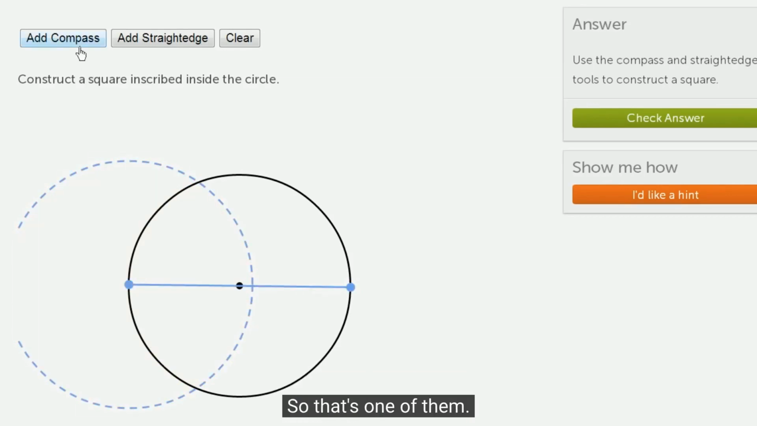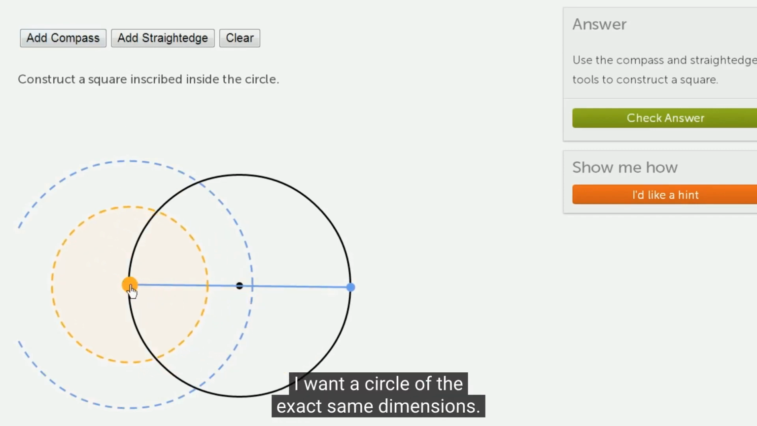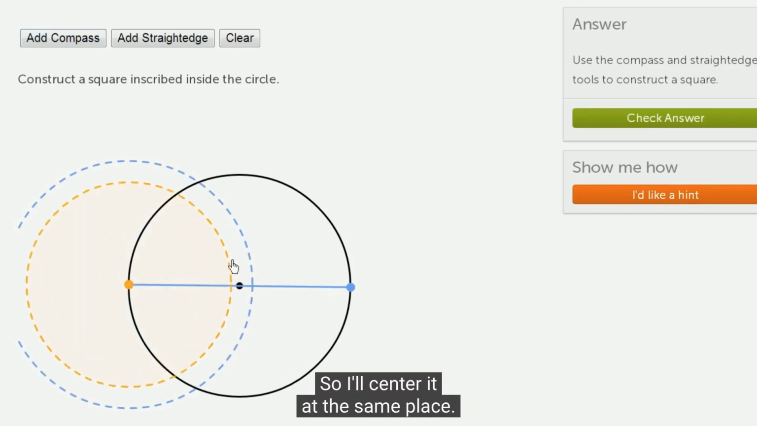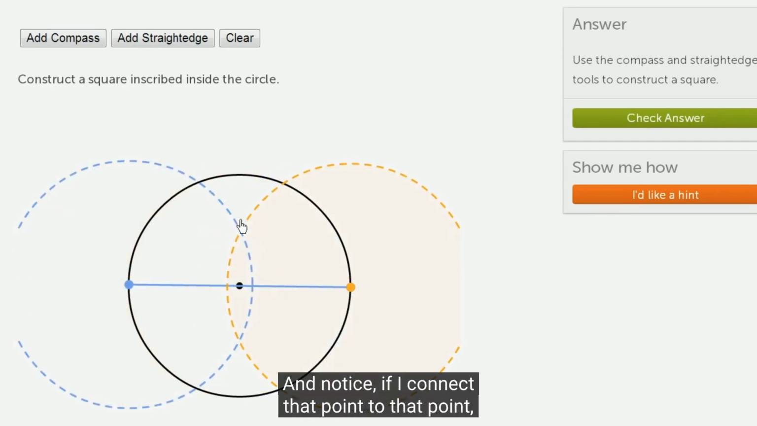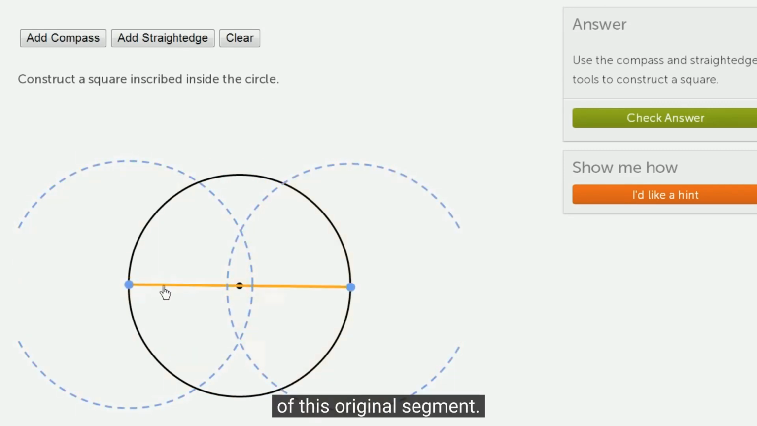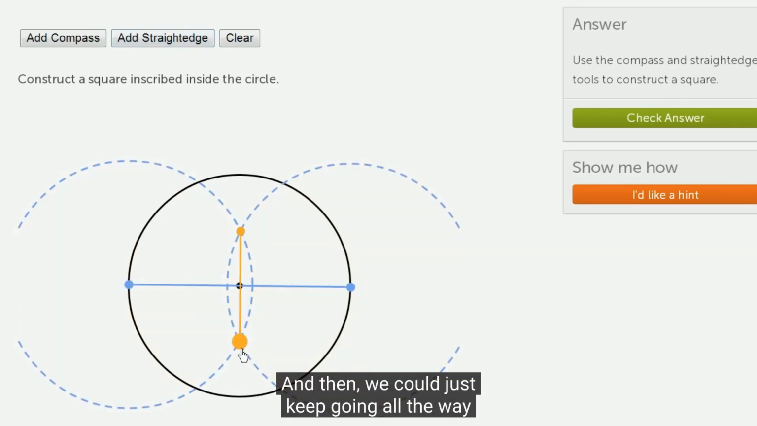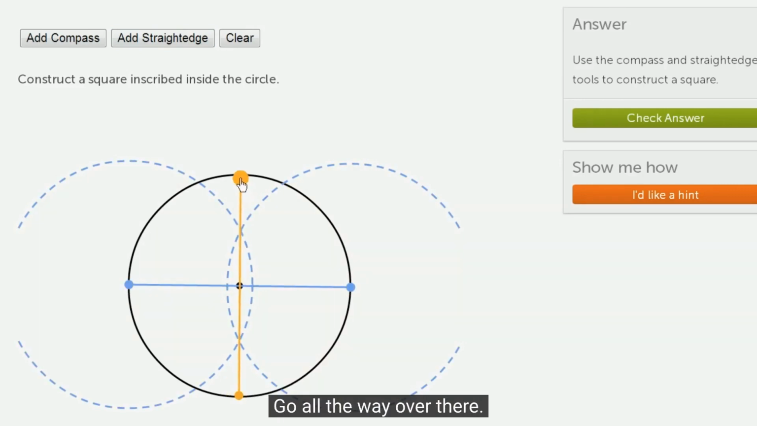So that's one of them. Let's do another one. I want a circle of the exact same dimensions, so I'll center it at the same place and drag it out there. That looks pretty good. I'll move it onto the other side of my diameter. And notice if I connect that point to that point, I will have constructed a perpendicular bisector of this original segment. So let's connect those two points, and then we can just keep going all the way to the end of the circle. That's pretty good.